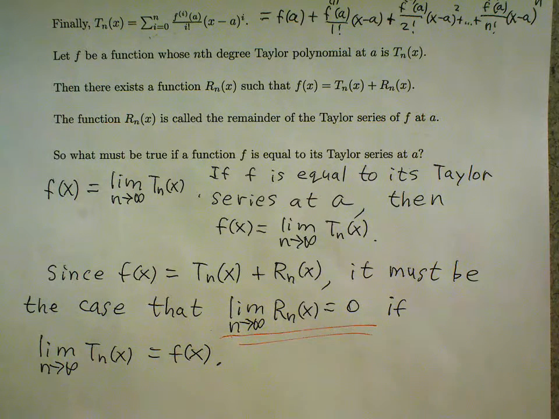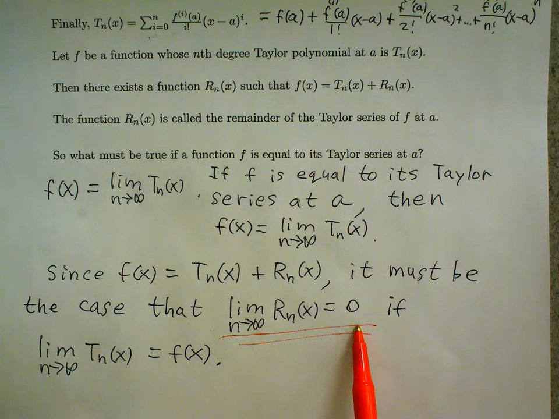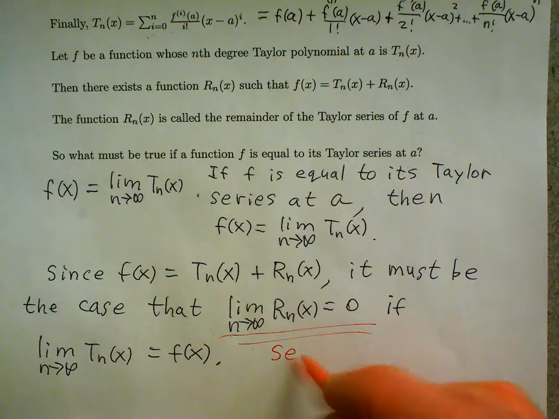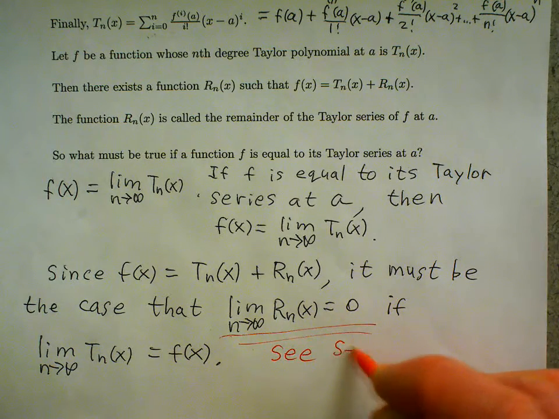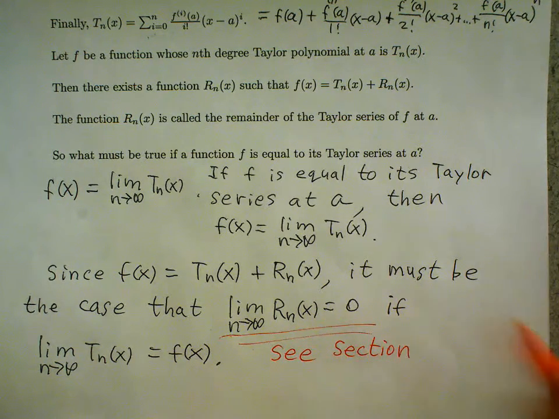So we discussed this concept in section 11.2, when we had a series that was equal to the first n terms plus the remainder, then the series converges when the remainder goes to 0 as n goes to infinity. So once again, you can see section 11.2 for a refresher on that.